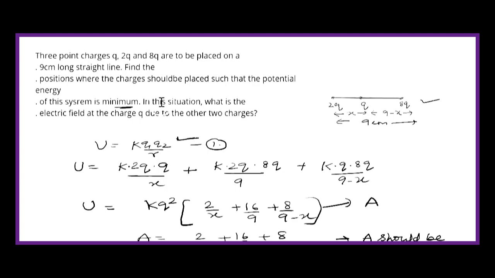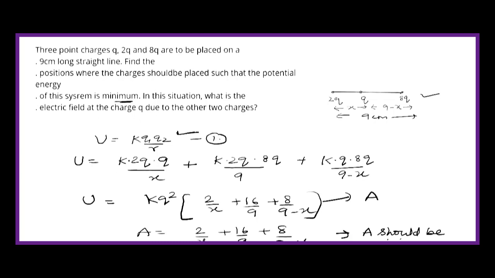Now in the second situation, what is the electric field at the charge q, at this charge? You can see both are positive charges here. By 2q, the electric field is in this direction. By 8q, the electric field is in this direction. And you have to find the electric field at point q.